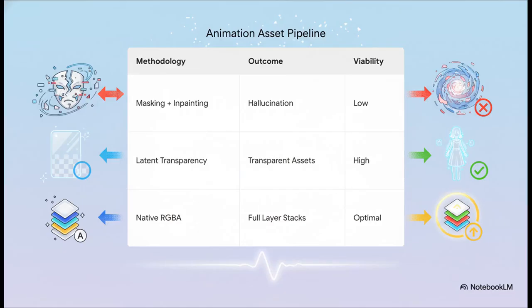This table just lays it all out, doesn't it? The old mask and in-paint method, low viability. It's just not going to work for animation because of that hallucination problem. To get what we really need, those clean, transparent assets, we have to look at brand new, specialized models that were built from the ground up to actually understand layers.